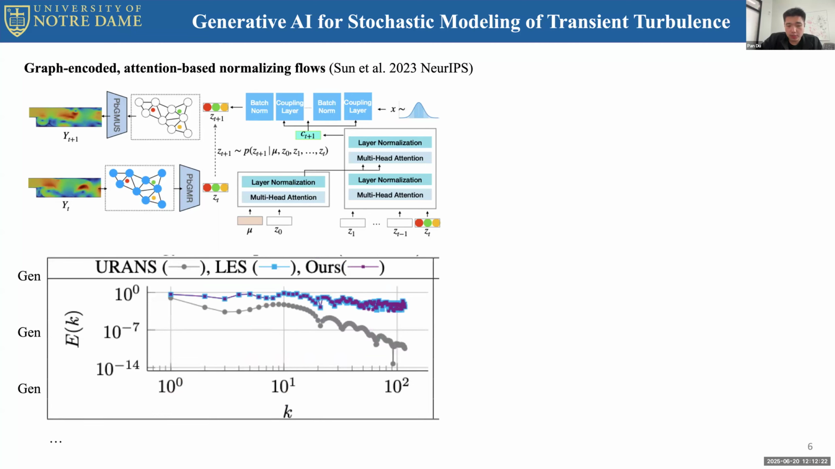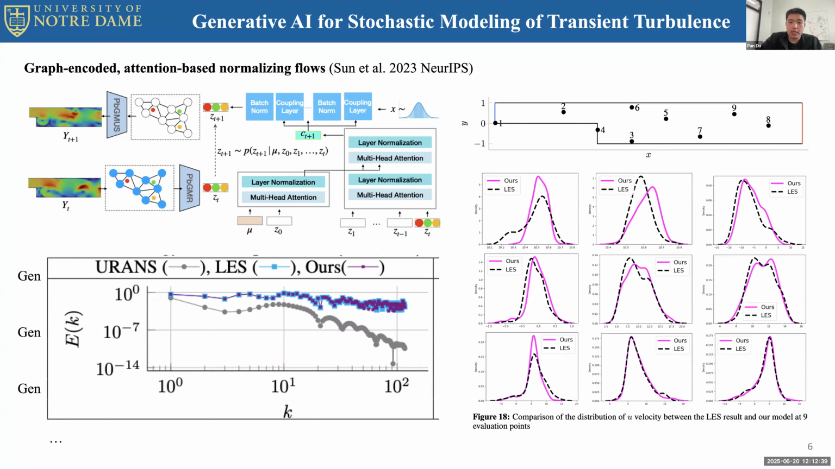And if you plot out the metrics, for example, this is the turbulence spectrum, you can see that it aligns with the ground truth very well. You can look at our results as the red curve, and the ground truth is the LES simulation. And if you plot out the probability distribution at typical locations in your flow field, you can see that the prediction and the ground truth align generally in a decent way.